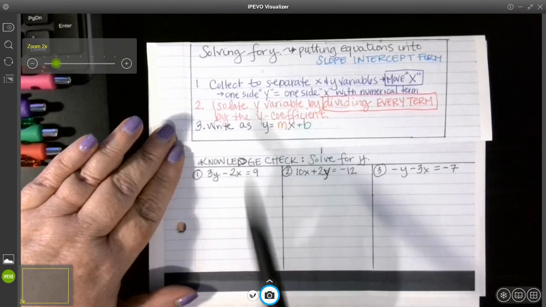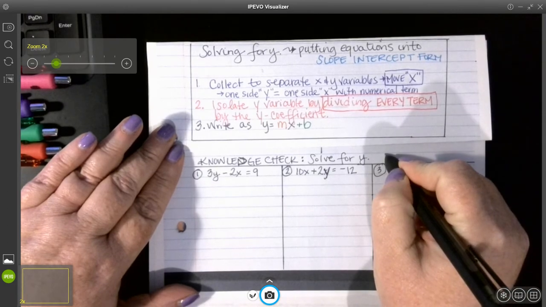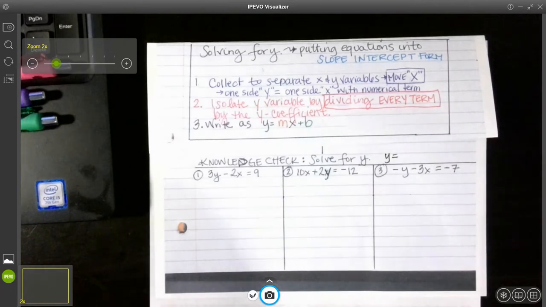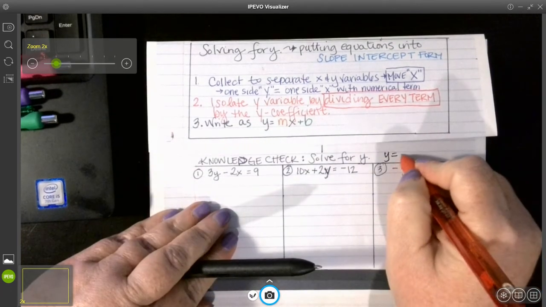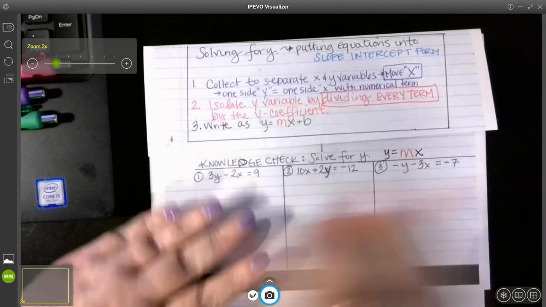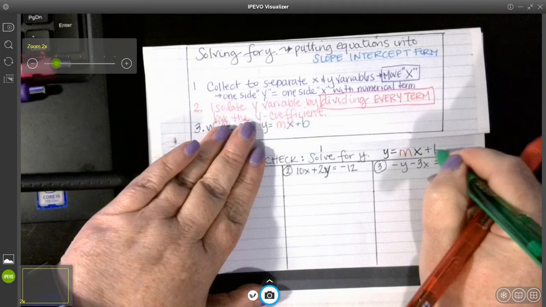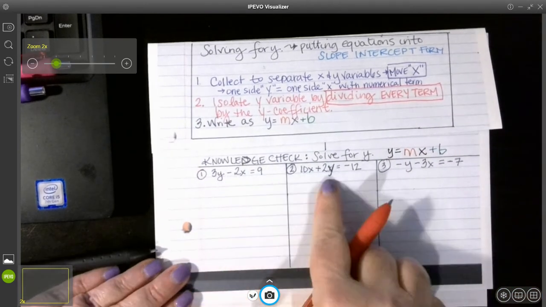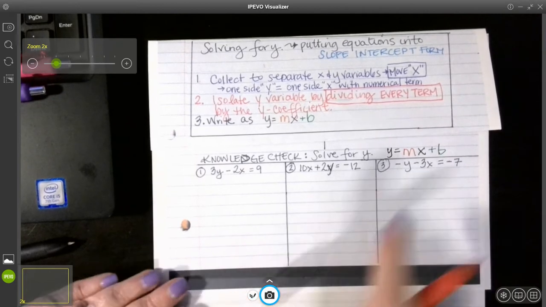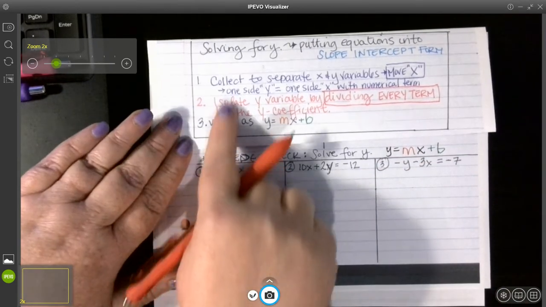When we graph equations, we want to make sure that they're in the form y equals mx plus b. These equations are not in that format. X's and Y's need to be separated. So we're going to follow these steps.